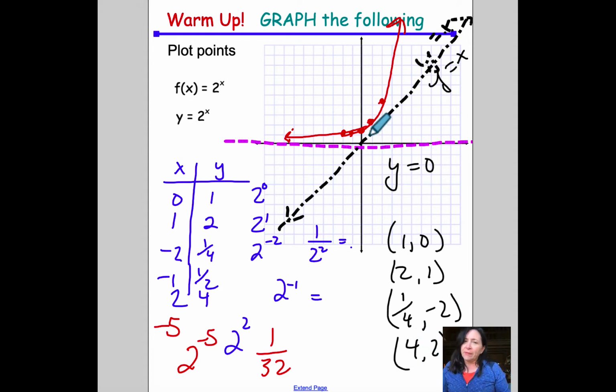So think about this. 1, 0 is here. 2, 1 is here. 1/4, -2 is here, right? 4, 2 here. So what happened as I'm flipping my graph across this line is that it's giving me not only my inverse of my exponential function, but when you think about what we've been doing with our chapter, the inverse of an exponential function is a logarithm.